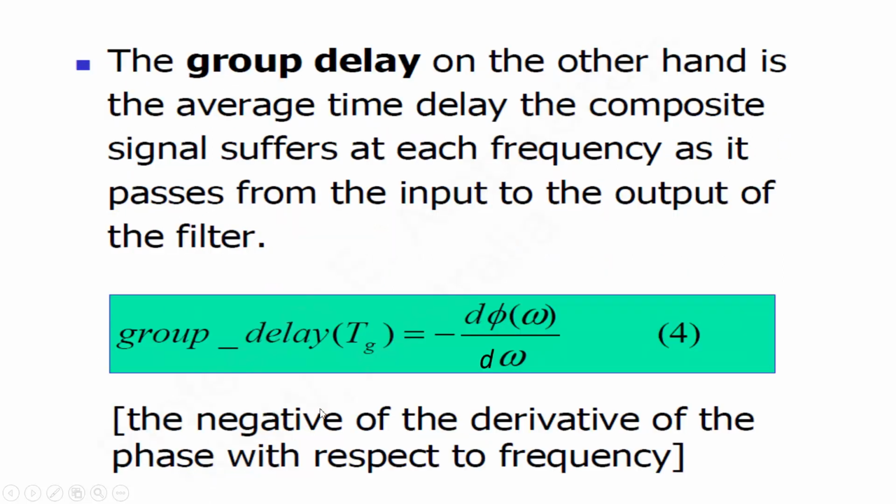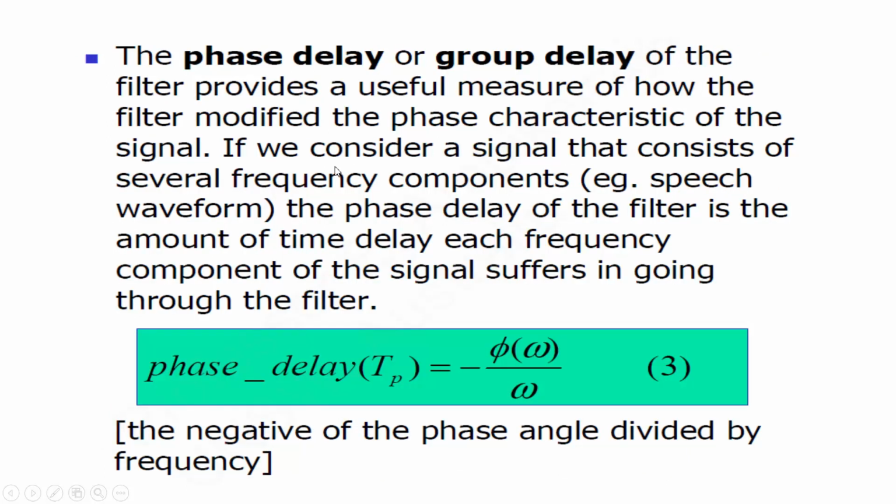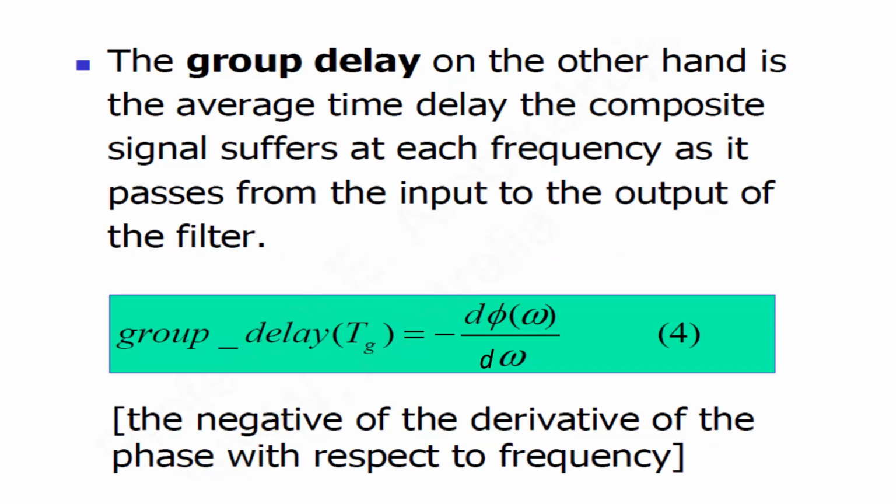And what is group delay? Group delay is actually the derivative of the phase with respect to omega, small omega. And when we say that the phase is linear, that means the group delay will be constant. So what is actually the meaning of the group delay? Phase delay means the phase of the signal for different frequencies varies linearly. In the group delay, it gives an idea of the composite signal. Composite signal means all the frequencies combined. So that will be a composite signal.